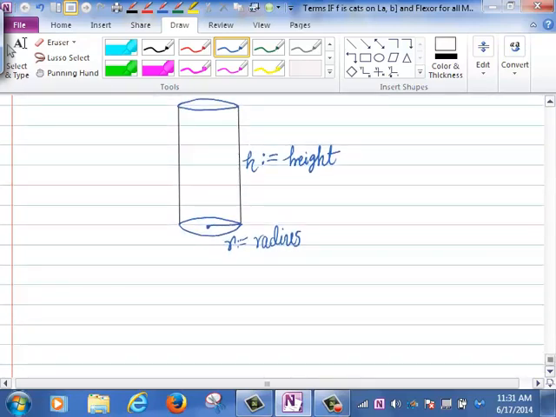So first of all, notice that, what is the surface area? So S will denote surface area. And let's let V denote volume.